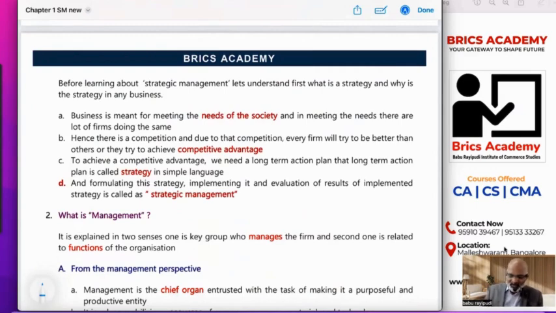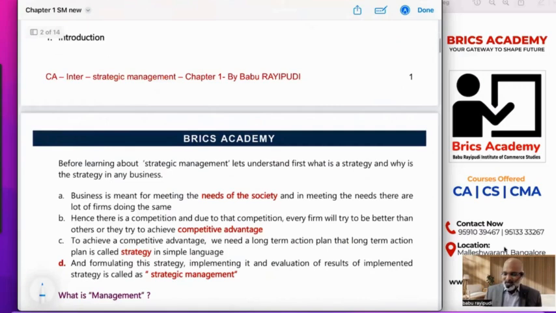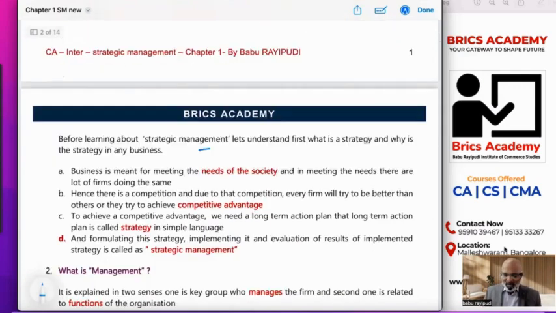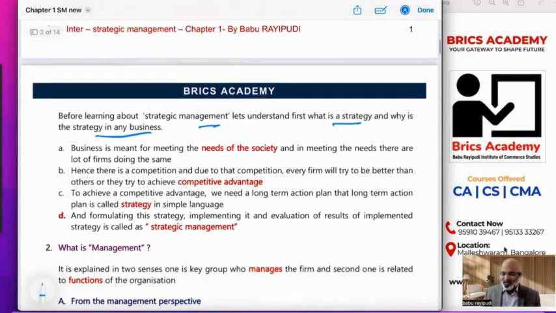So what is the first one? Introduction. Before learning about strategic management, let us first understand what is a strategy and why strategy in business. What I said first, business is all about meeting the needs of the society. And there are a lot of firms meeting the needs of society. When there are a lot of firms, we call it competition. When there is competition, we try to do better than others. Achieving competitive advantage is nothing but performing business activities better than others. To achieve competitive advantage, we need a long-term action plan. This long-term action plan, we call it a strategy.